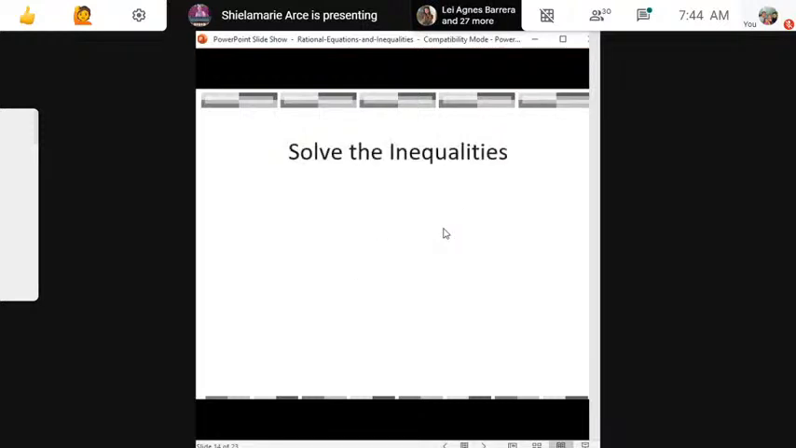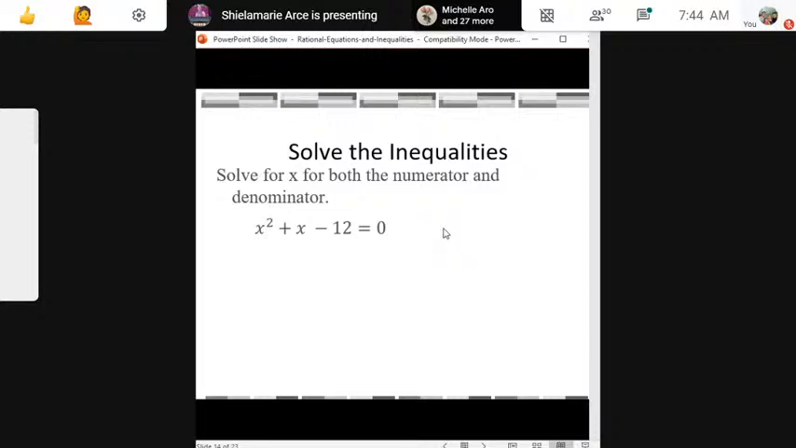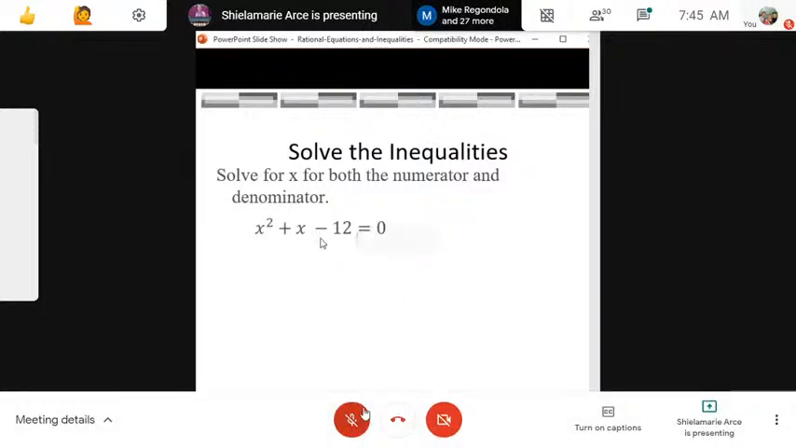Okay? So ano yung next step? Which is magiging first step natin dito, we need to solve for x for both the numerator and the denominator. Okay? So ano ba yung numerator natin kanina? It's x squared plus x minus 12 is equal to 0. So you have to think of the factors of this trinomial para ma-solve natin yung value ng x. So ano yung factors ng negative 12 na kapag inadd natin will be equal to positive 1? Positive 4 po tsaka negative 3. Positive 4 and negative 3.